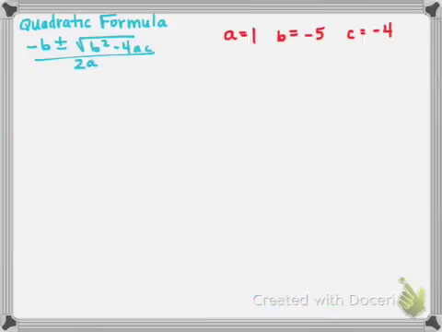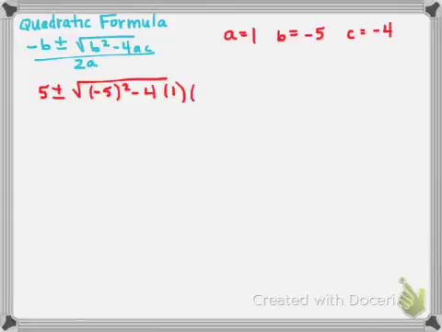Alright, so here's the quadratic formula. We have negative b plus or minus the square root of b squared minus 4ac all over 2a. And we knew that a was 1, b is negative 5, and c is negative 4. So we're just going to plug each of these pieces into the formula. That would give us 5 plus or minus the square root of negative 5 squared minus 4 times 1 times negative 4, all over 2 times 1.